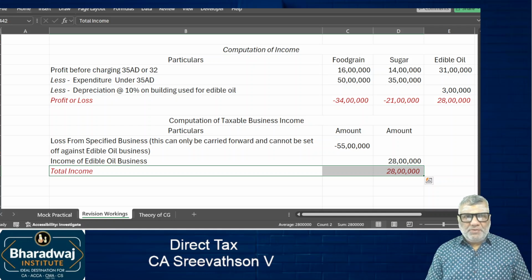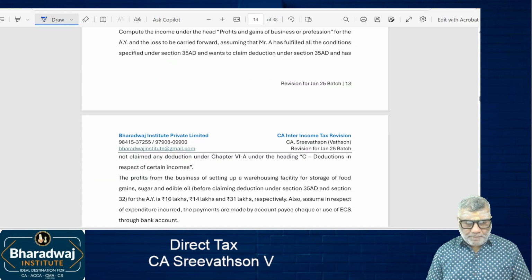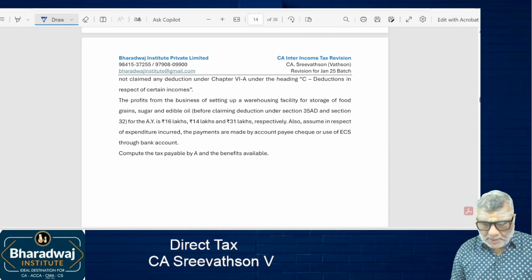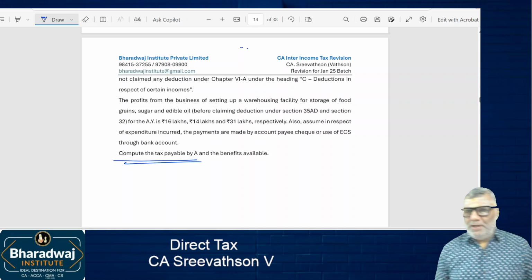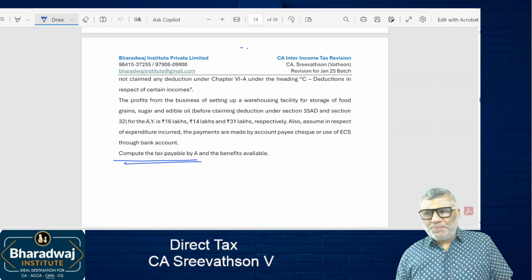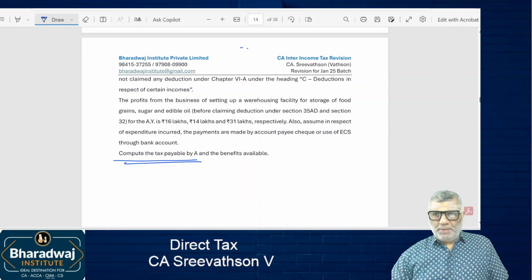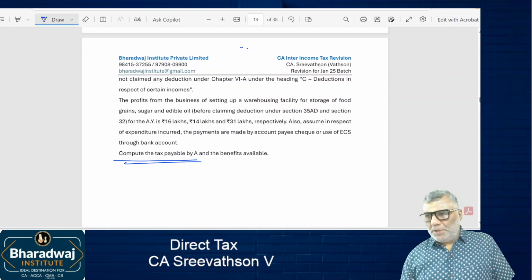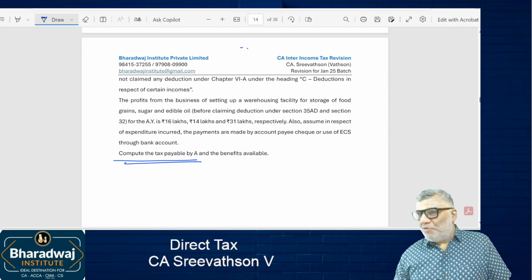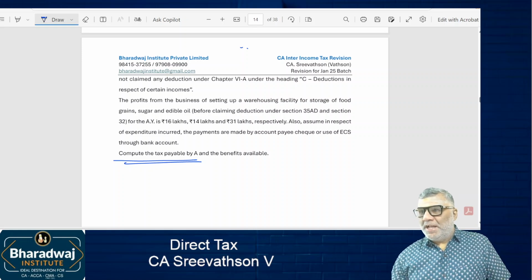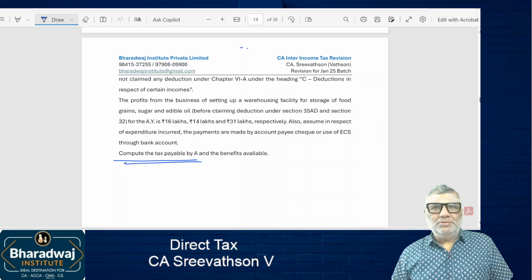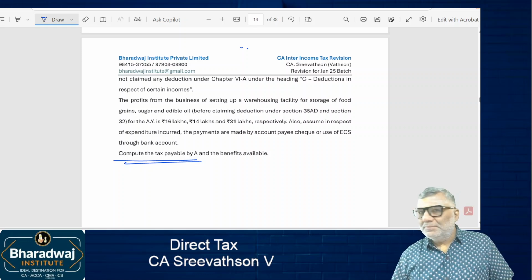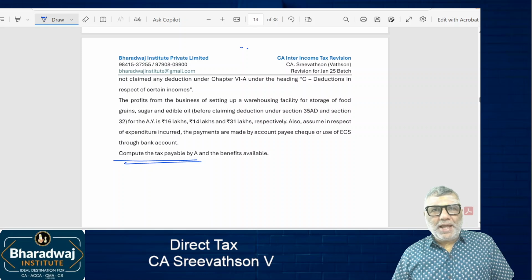Are you all understanding, friends? Okay. Compute the tax payable. Friends, please understand. Whenever I am claiming 35 AD, 10 AA, if the word tax payable comes, they are questioning me on AMT.